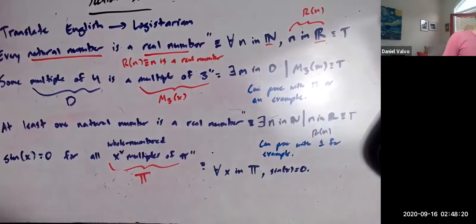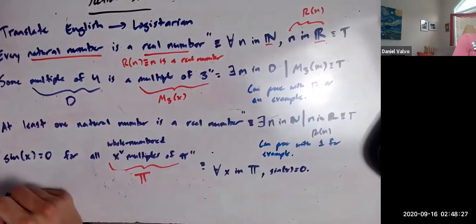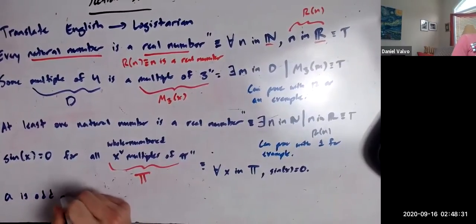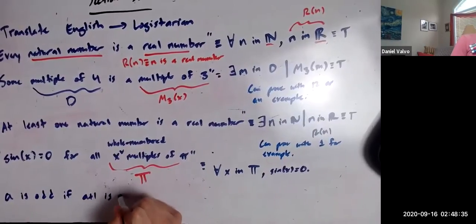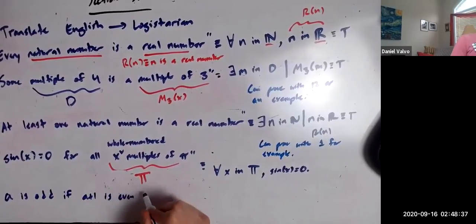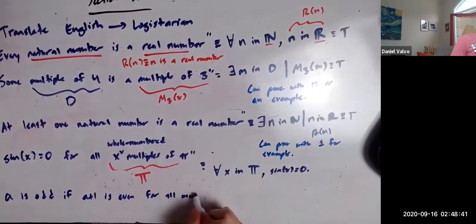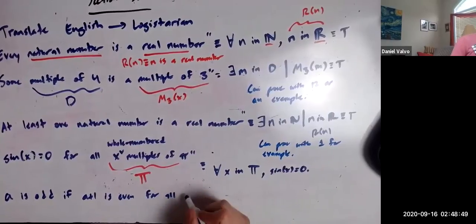So let's say, the last one I'll do is: A is odd if A plus 1 is even, for all integers a.